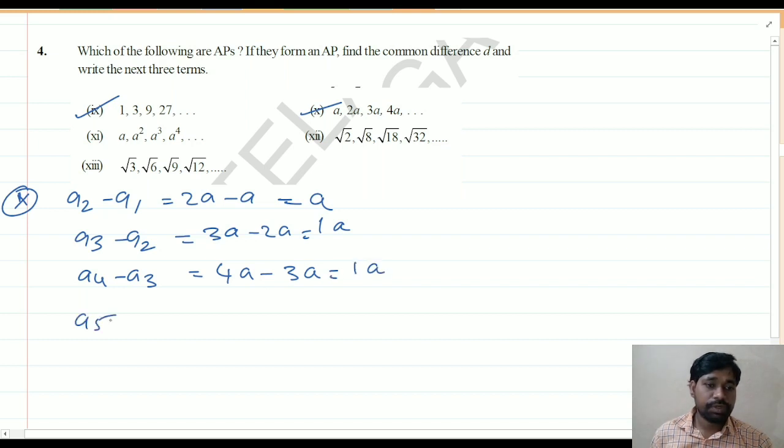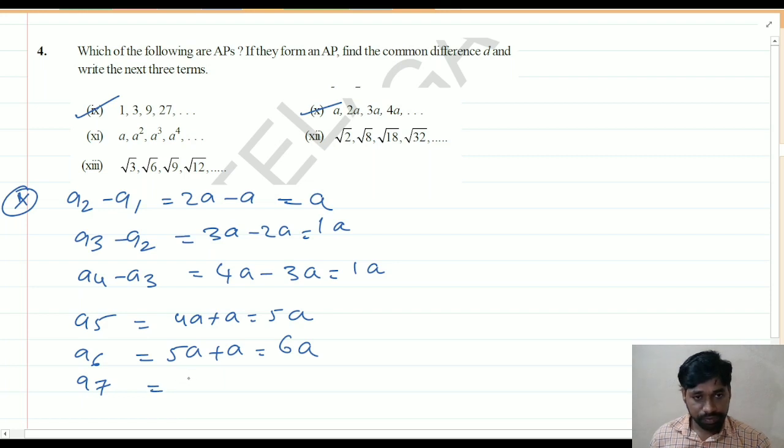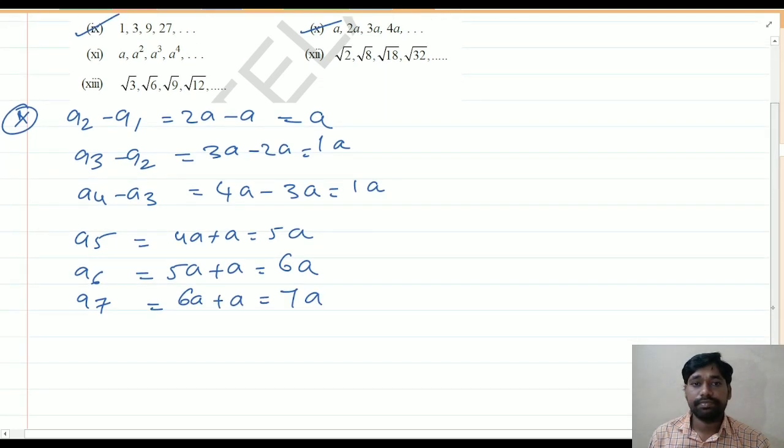So if you want the 5th term, 6th term, 7th term, do it: 4A plus A is 5A. Next, 5A plus A is 6A. Like that, 6A plus A is equal to 7A. Next.